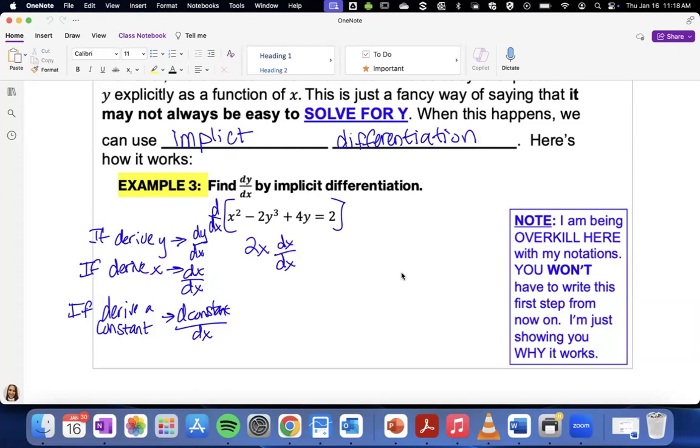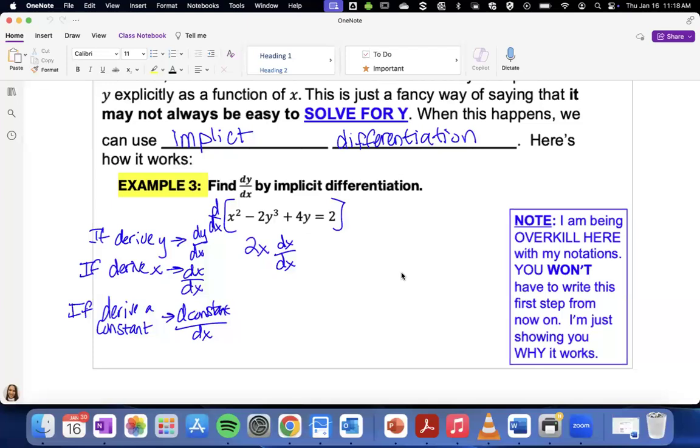I'm going to be overkill in this first example, okay? And I'm going to write everything, like the dx over dx. You won't have to write dx over dx or d constant over dx. I'm just writing it with me just so you can kind of see what happens. And I will show you what you won't have to write.